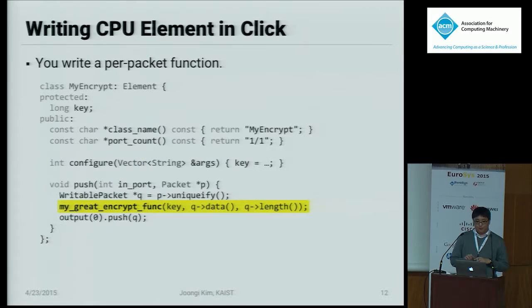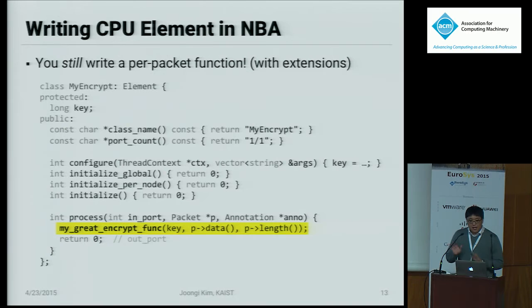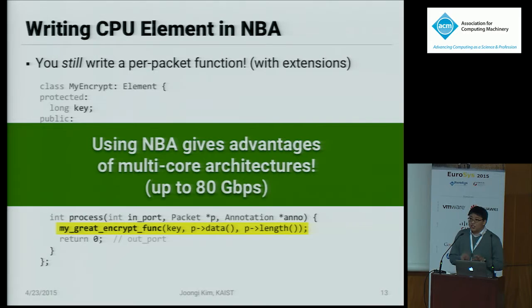What if you are still using the Click modular router? In Click, you just write a simple per-packet processing function as an element class. It's just easy and intuitive. In NBA, even with computation batching, you still write per-packet functions. Though there are some extensions and changes for more efficient multi-thread support. The handler interface is similar to Click, but it's much simpler, because there is no separate push or pull semantics of elements that actually have limited composability of Click elements. Using NBA, you get great performance boost as it exploits advantages of multi-core architectures. Depending on the complexity of your packet processing function, you can reach up to 80 Gbps.